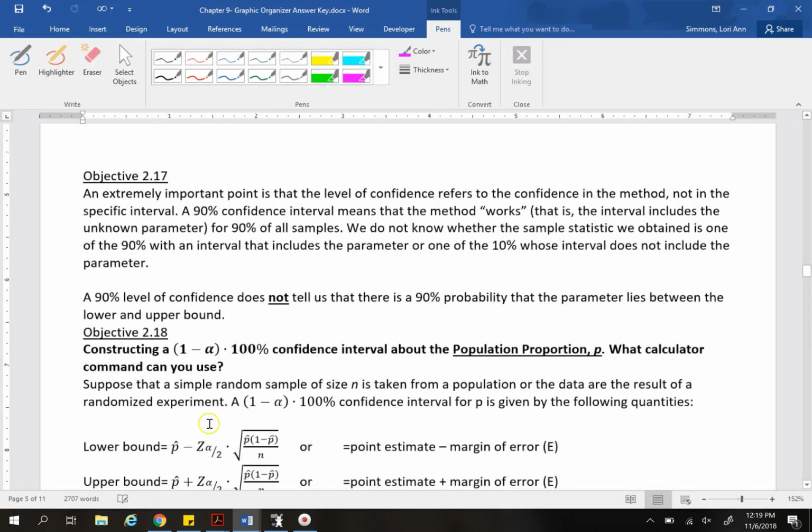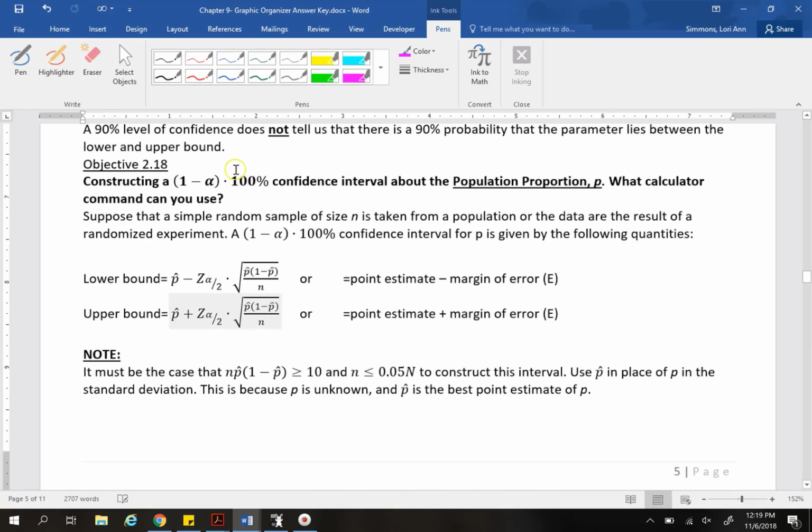So how exactly do we construct a confidence interval? This is for population proportion, and we're going to use number 9 on our calculator sheet. Suppose that a simple random sample of size n is taken from a population, or the data are the result of a randomized experiment. A 1 minus alpha times 100% confidence interval for p is given by the following quantities.